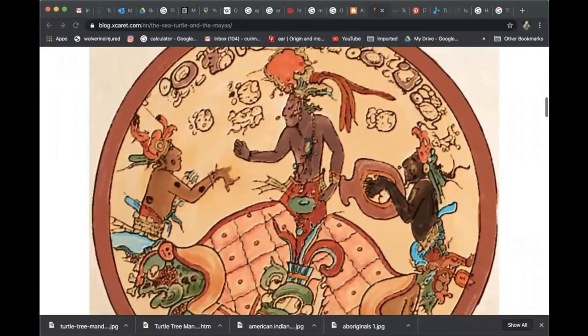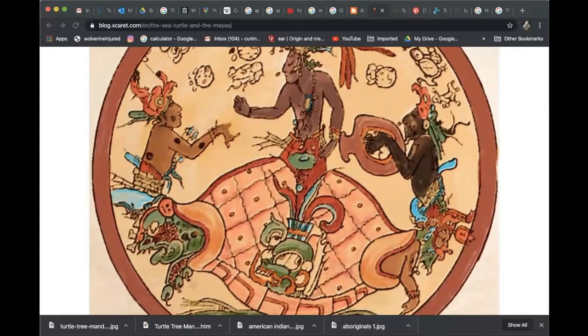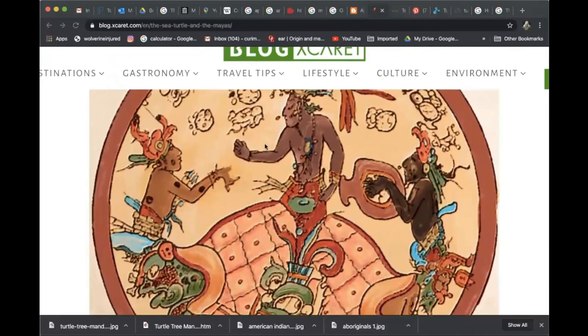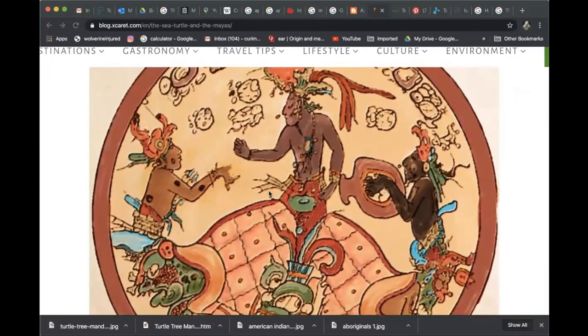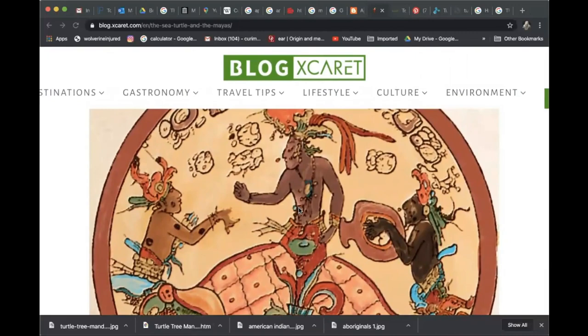And the turtle represents the earth and the water below it, the plains. This is the underworld under it. And he's like a maize, and the sprout in him. And this is basically what in Egypt would be almost the same as Osiris, because Osiris was a corn deity and it was the same thing. So I thought you'd like to know that.